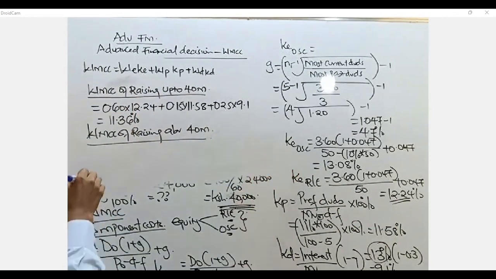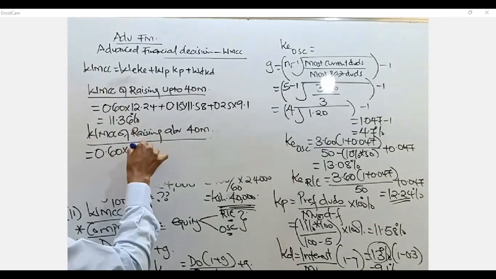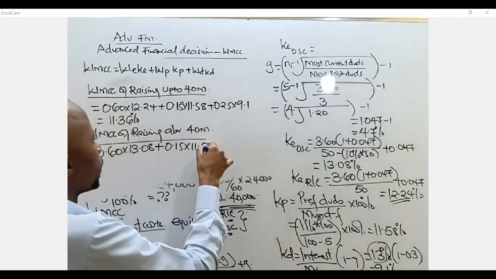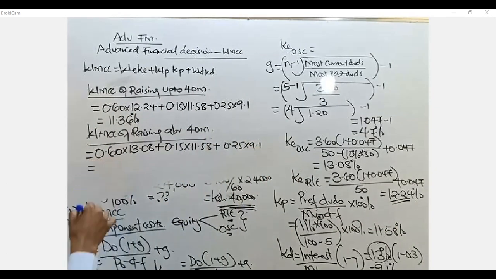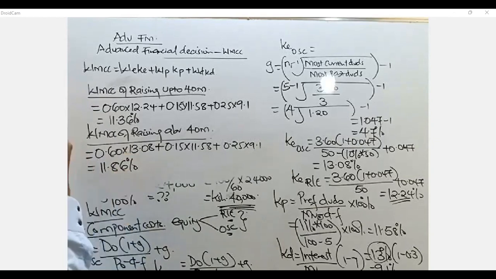So if you want to get this WMCC, you take 0.60 and multiply it with 13.08. The others remain the same: 0.15 multiplied by 11.58 plus 0.25 multiplied by 9.1. So how much is this? 0.60 multiplied by 13.08 plus 0.15 multiplied by 11.58 plus 0.25 multiplied by 9.1, getting something closer to 11.86%.